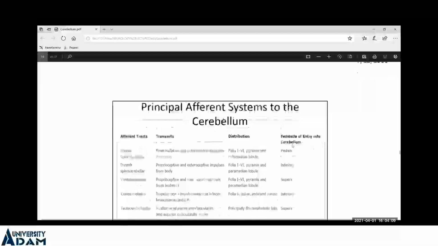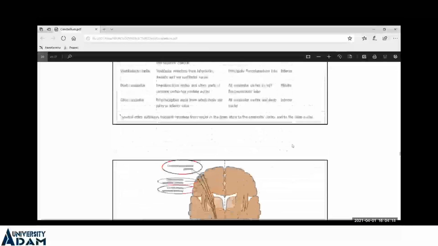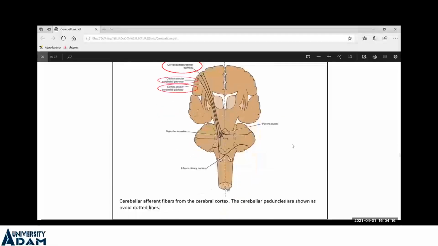So this is the efferent systems. Also, you can learn them in your practice classes. Okay, so this is the efferent fibers from the cerebral cortex. The cerebral peduncles are shown as ovoid dotted lines. Okay, these, guys, are the peduncles. These are ovoid structures.